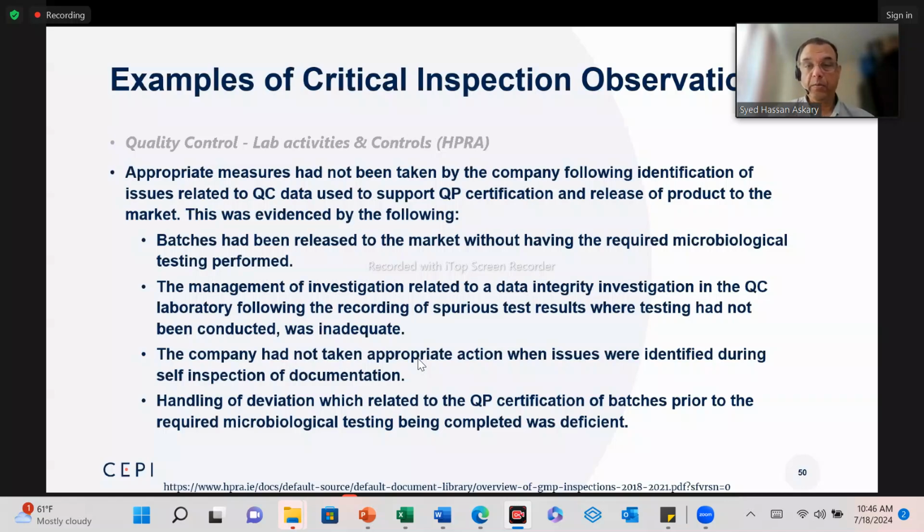I see that the observation says data integrity in the QC laboratory. So this is huge, and companies can get shut down for this. And handling of deviations is another one.